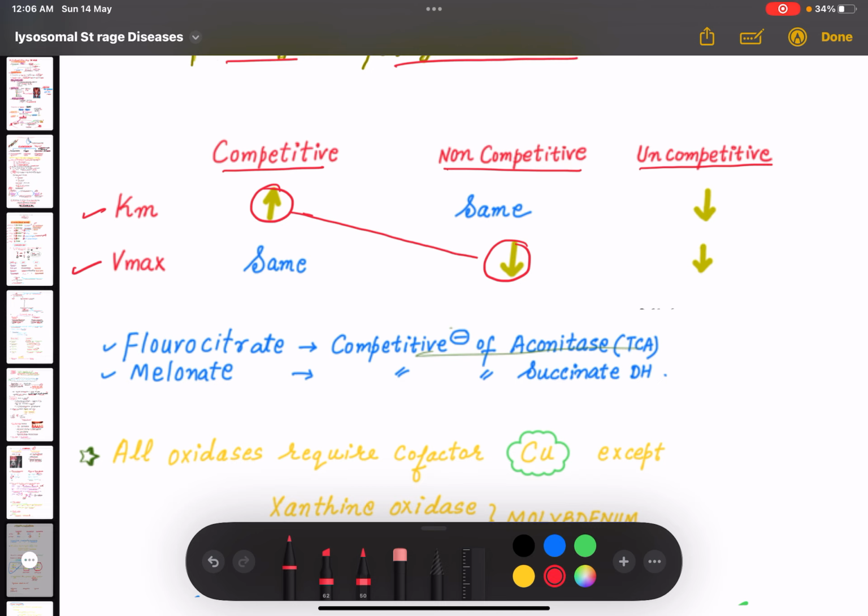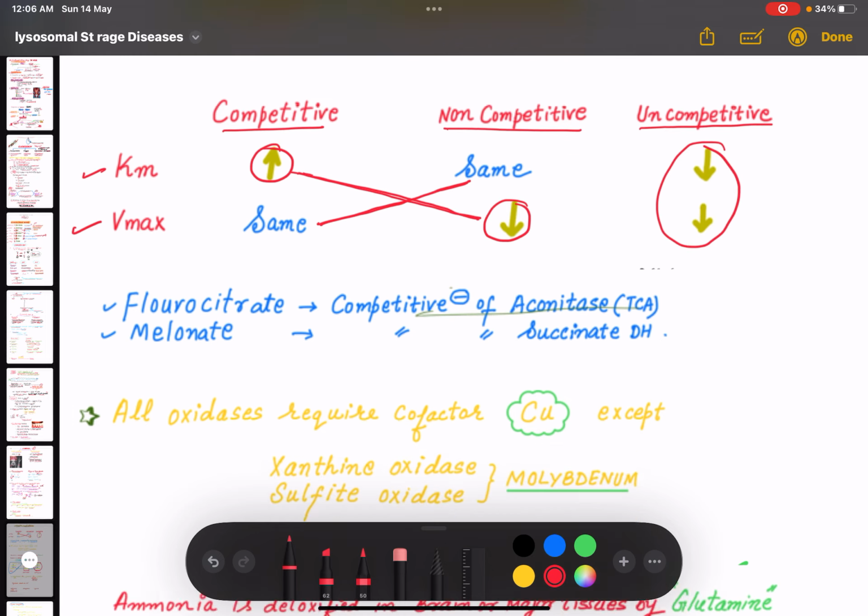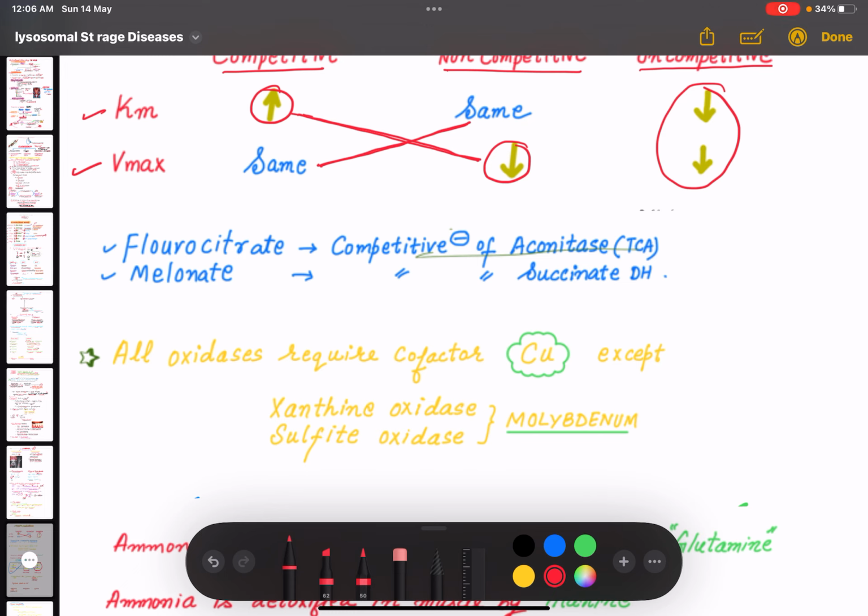You have to make the cross like this so that you can remember, and these two things will be same. Make a cross and write increase, decrease, same, and in uncompetitive both decrease. Let's see another point, that fluorocitrate is a competitive inhibitor of aconitase. Aconitase is the enzyme of TCA cycle, and the malonate is the competitive inhibitor of succinate dehydrogenase.